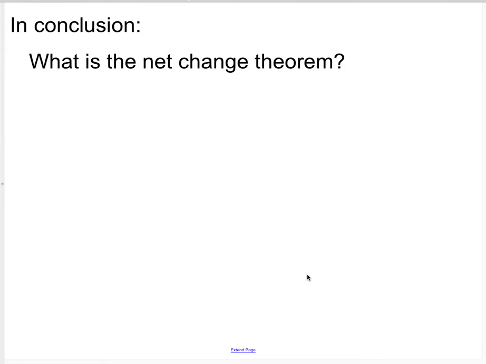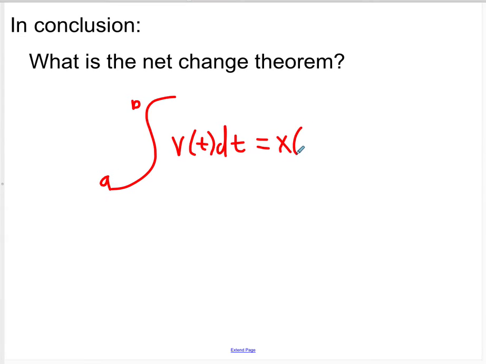All right. So in conclusion, the net change theorem. If you're given a rate, you can find the net change by integrating the rate. Integrate the rate. And that will equal your net change. Here I gave you a concrete example of velocity and position, but it works for any time you have a rate.